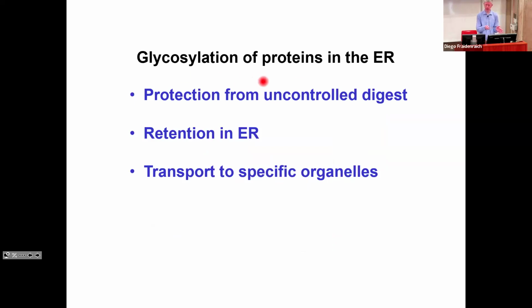Yeah, protection from uncontrolled digestion, also some features for retention in the ER, but also transfer to specific organelles. So these sugar components experience certain modifications during movement through the Golgi apparatus. There might be some sugar components, for example, phosphorylated, removed, added. So this also helps for the retention of certain proteins in the Golgi and to locate them at certain places.